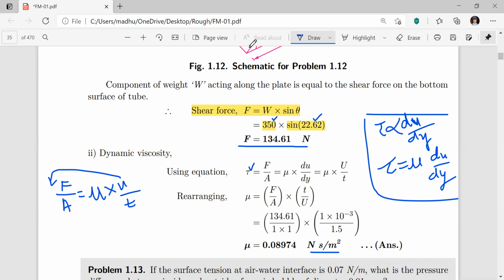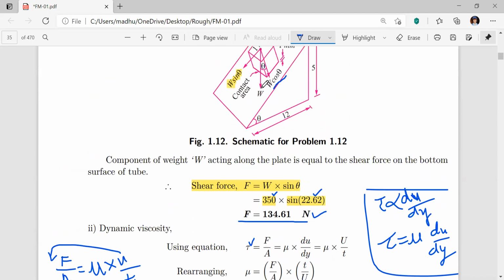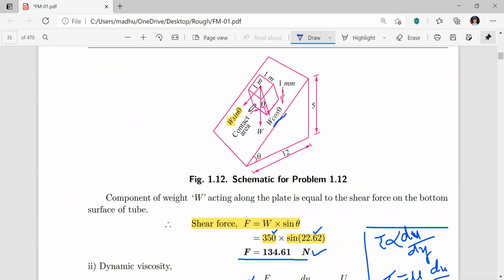Now, how much F is given? It is not given, we have calculated it in the first step: 134.61, that is the F value. Next, area. Which area should we consider? The bottom surface of the cube which is in contact with the oil, or this slope, that area I have to consider.